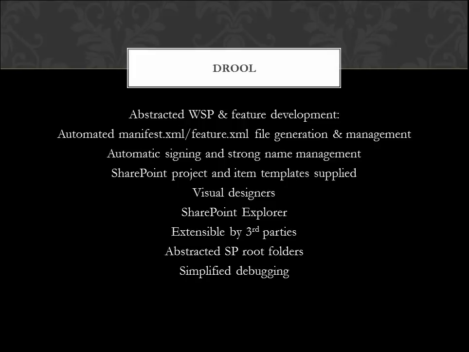So in terms of goodies to look out for, which we'll be looking at tonight in detail, are essentially this list here. So everything about the abstraction of solution file and feature development, especially around the areas of automated manifest and feature.xml file generation and management. We've basically got some great tooling in place for this stuff now that was completely lacking before, and they've taken it beyond just that. We'll see how our projects are now automatically signed for us, and the bits that rely on those keys are now managed for us as well.